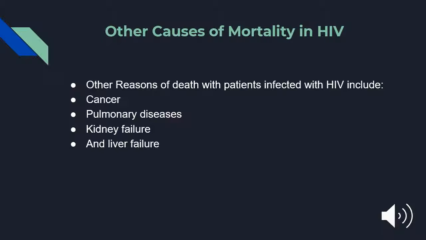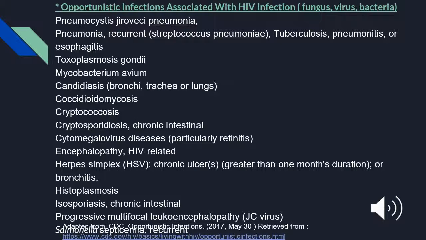Other reasons of death in patients infected with HIV include cancer, pulmonary diseases, kidney failure, and liver failure. So this is the list of the opportunistic infections associated with HIV infection. They could be caused by fungus, virus, or bacteria.